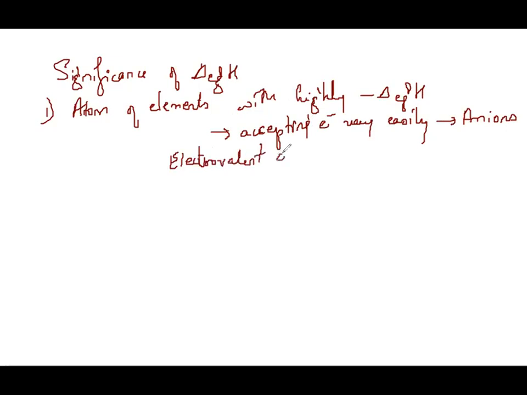Electrovalent bonding and form electrovalent compounds. Electrovalent bonding is nothing but ionic bonding. Yes, it is ionic bonding. So this is one, predicting the properties of the atoms, of the elements.